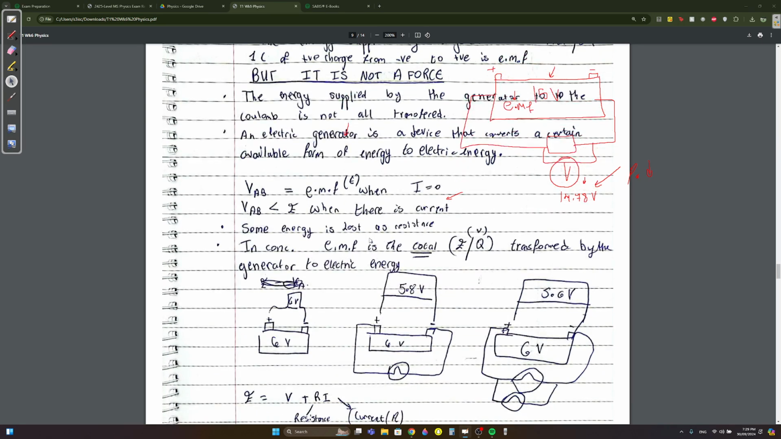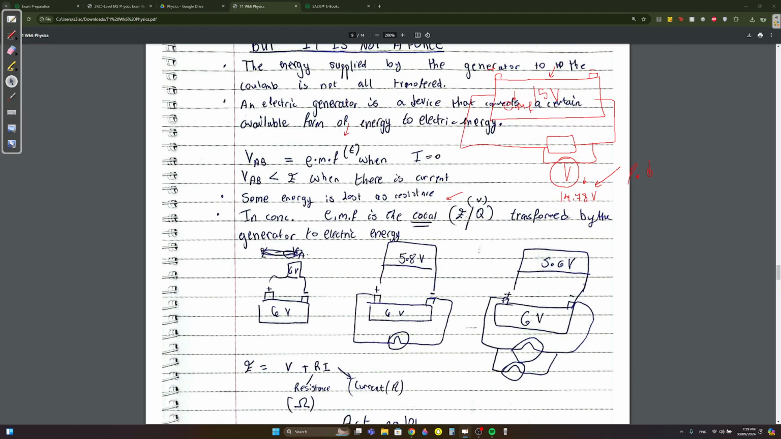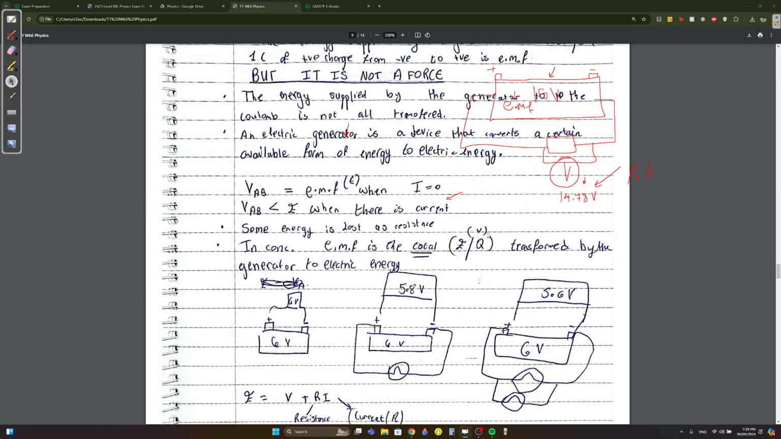In conclusion, the electromotive force is the total voltage transformed by the generator to electric energy. I don't know why I put energy divided by charge, but okay, because V equals W over Q, W or E. Some people call it E, some people call it W. Transformed by the generator to electric energy.